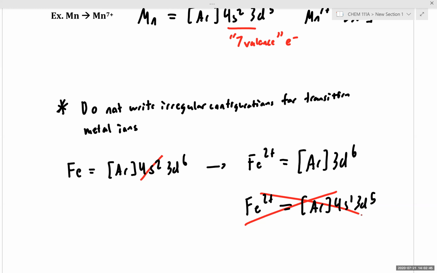So for transition metal ionization, keep it as simple as possible. Lose 2 of your s electrons, and then if you're undergoing further ionization, you lose your d orbital electrons. You only have to worry about irregular configurations for the neutral transition metals. Yes, at least for the purposes of this class.